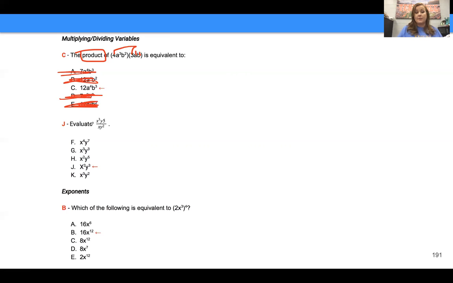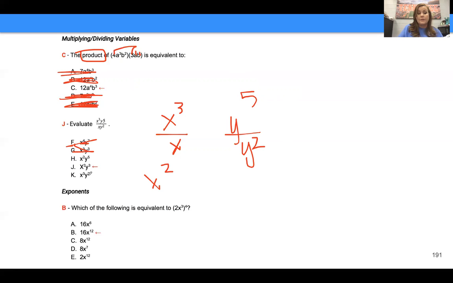Now let's evaluate this one. I always separate these just because it makes me see it better. I put the X's in a column together, and then I put the Y's in a column together. Because when you get to Algebra 2, you'll have X, Y, Z's, A's, B's, you'll have a lot. So I know I got 3 X's on the top, 1 X on the bottom. When I cancel, it's going to give me X squared. So it can't be this one, or this one. And then 5 minus 2 is 3, so it's got to be J.